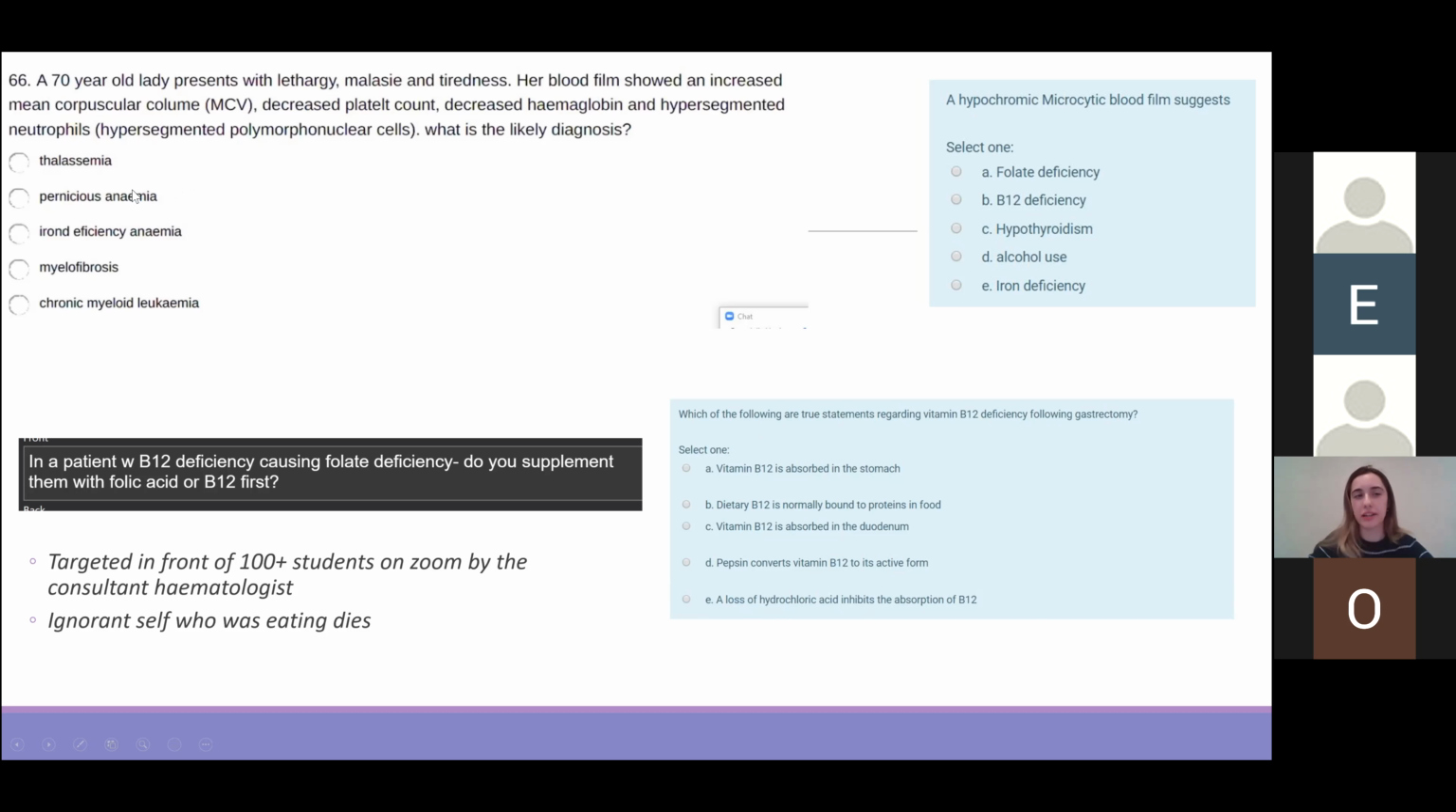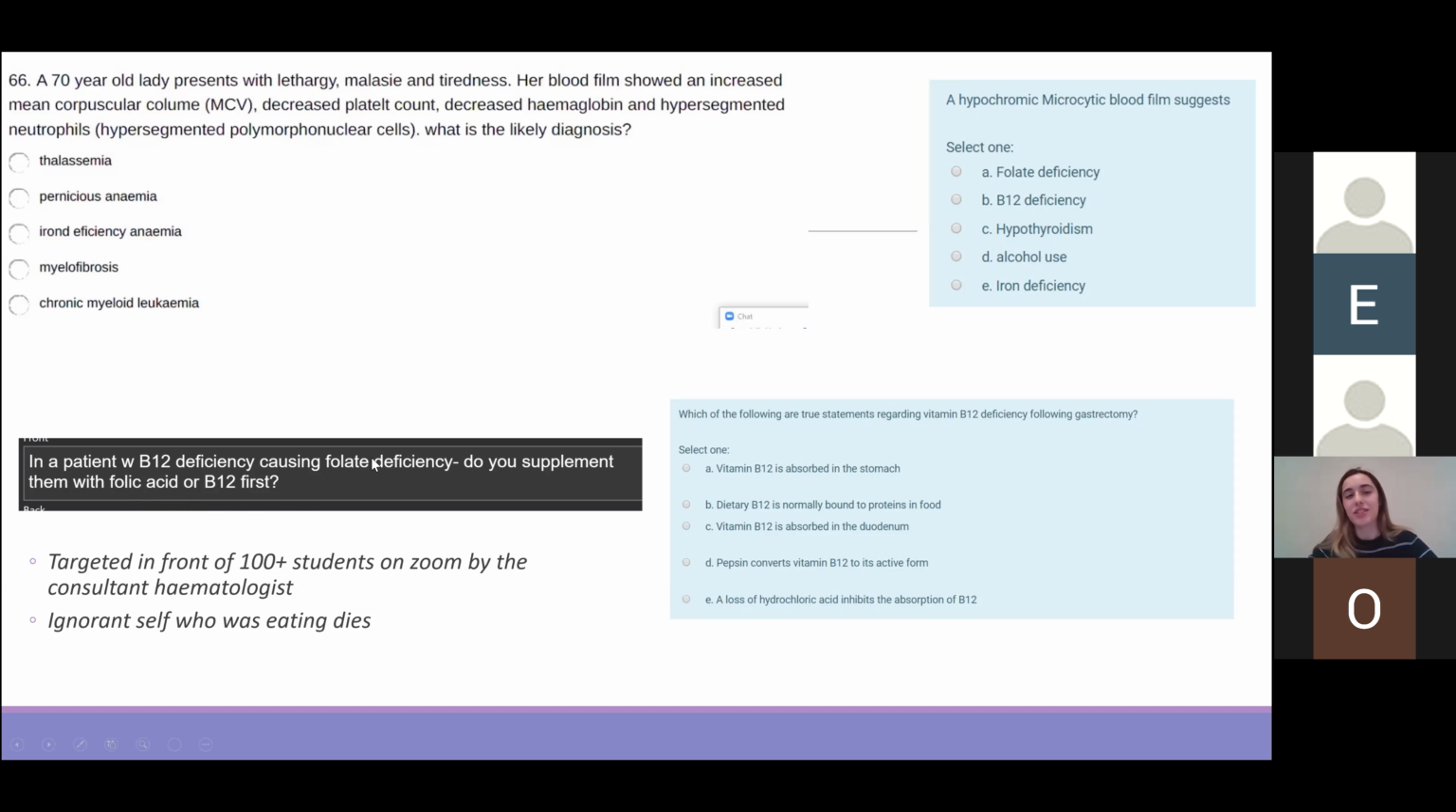If you're not sure exactly of the mechanism, it's basically where you have antibodies against your intrinsic factor, which, as you know, is required for B12 absorption. This one I will stress because I got totally roasted with this. If you have a patient with a B12 deficiency, that can then cause folate deficiency because you actually need B12 to help with your folate absorption.